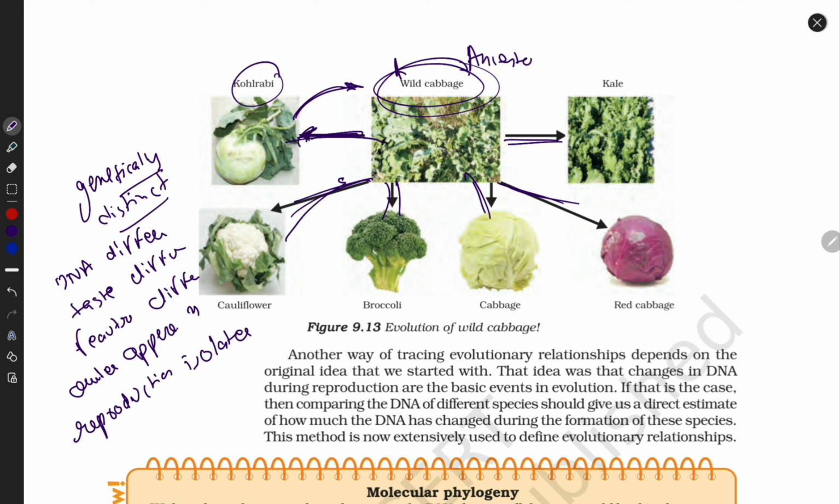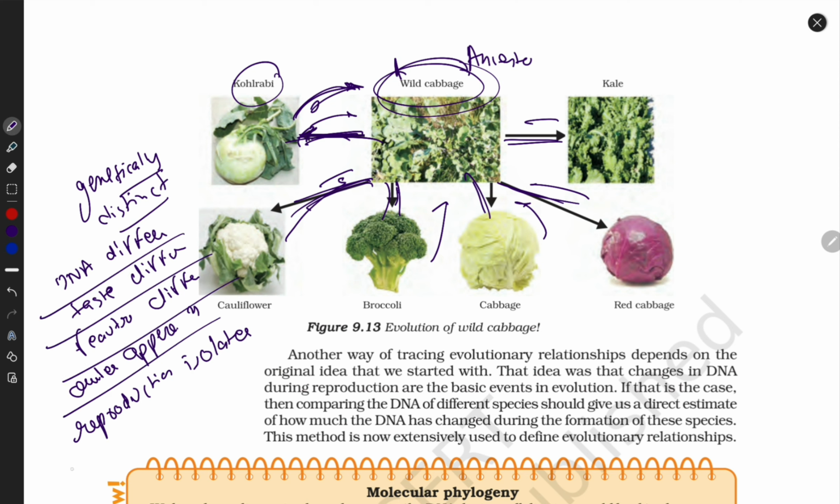Cauliflower naturally can't reproduce with wild cabbage. They all originate from wild cabbage, but still they can't reproduce because DNA is different, taste is different, features are different, outer appearance is different. Then reproductive isolation is present.